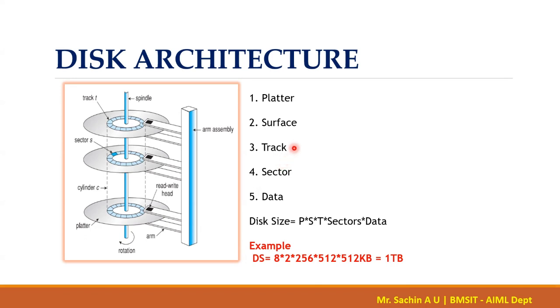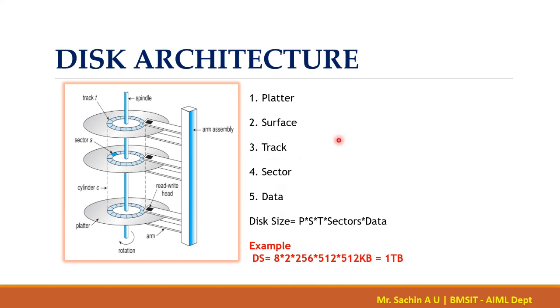And on each surface, we have tracks. How many such tracks are there on this surface? Let us take that we have 256 tracks. Each track is divided into sectors. How many sectors is each track divided into? 512 sectors. Now, in each sector, we are storing data. Here it is given that in each sector the data size is 512 KB. This will be the given data in the problem.